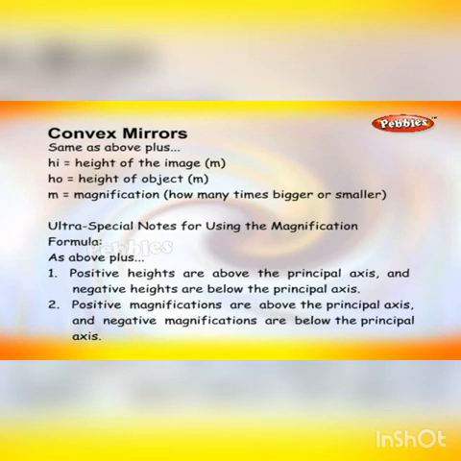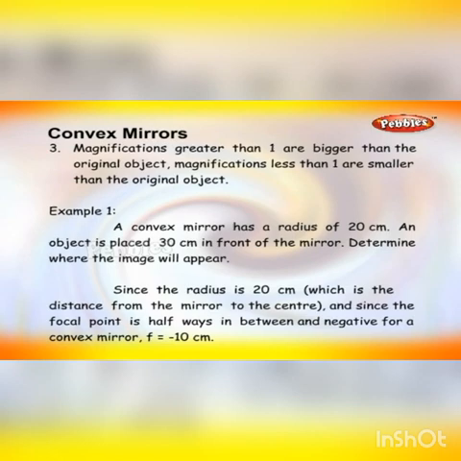Ultra special notes for using the magnification formula. As above, plus 1. Positive heights are above the principal axis and negative heights are below the principal axis. Positive magnifications are above the principal axis and negative magnifications are below the principal axis. Magnifications greater than 1 are bigger than the original object. Magnifications less than 1 are smaller than the original object.